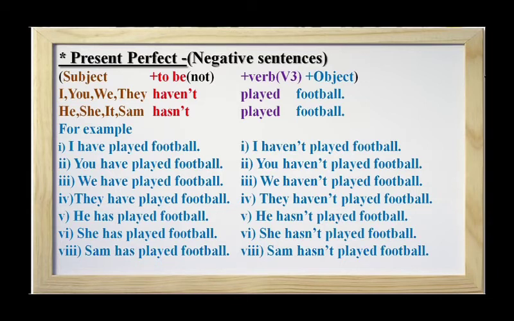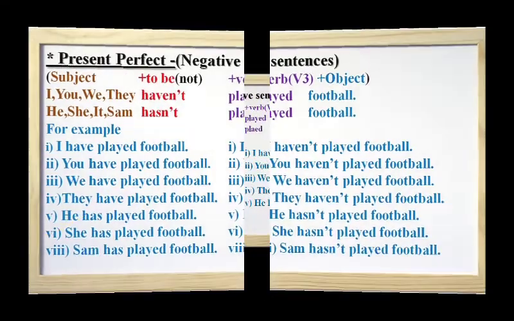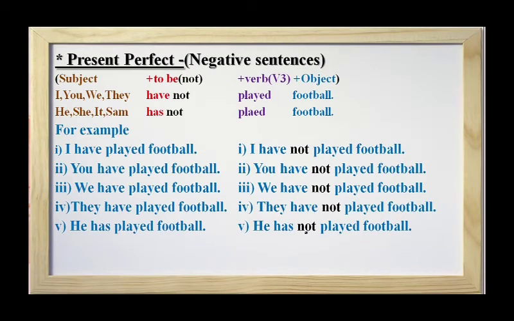We have played football, we haven't played football. He has played football, he hasn't played football. So here we see that for singular we'll use has, and for plural we'll use have, and we'll add the word not. Here are some more examples. You can clearly see, like I have played football, I haven't played football. Okay, so these all sentences are very easy to understand.